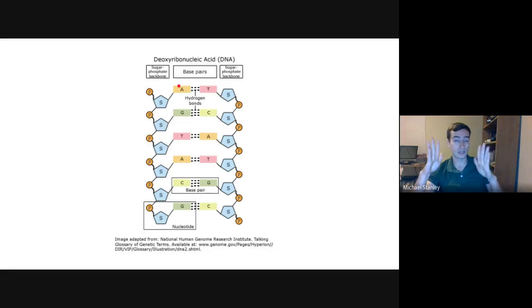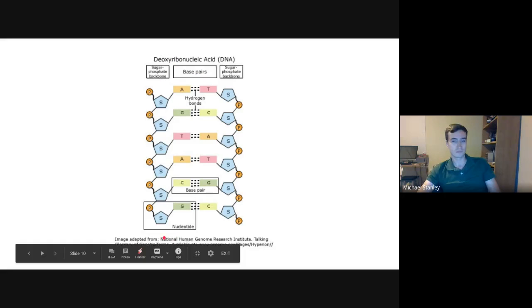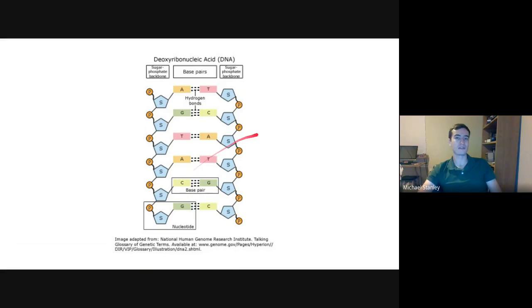And since there's 2 strands, there's 2 bases. So a lot of times they're called base pairs. And then remember that each one of these phosphate sugar base groups is called a nucleotide. So this is a nucleotide, this is a nucleotide, this is a nucleotide, and so on and so forth. So our base pairs line up across from each other in the middle.